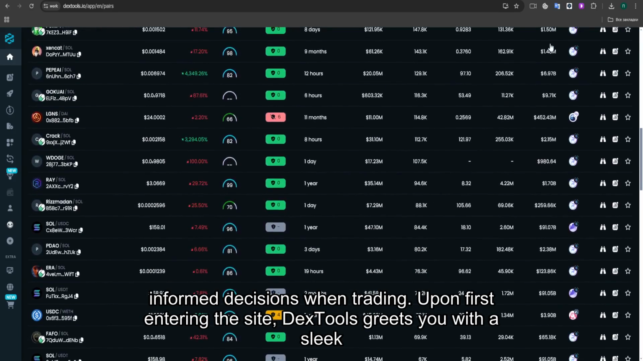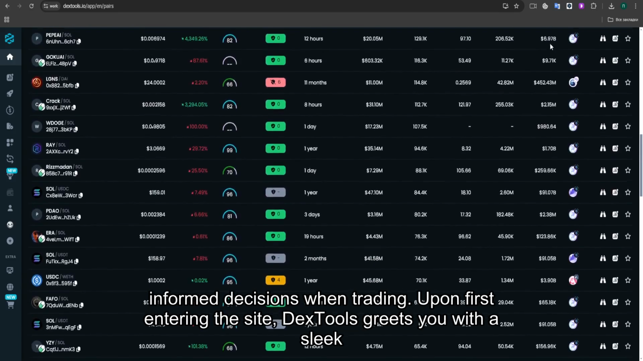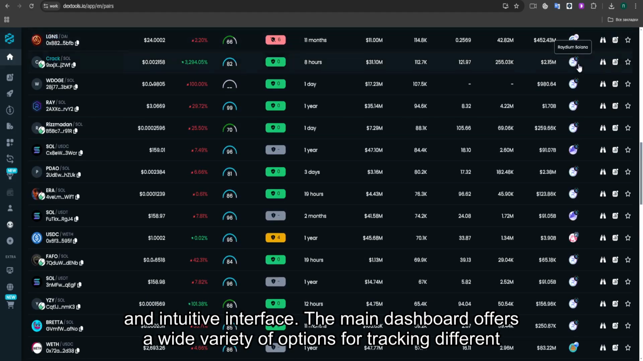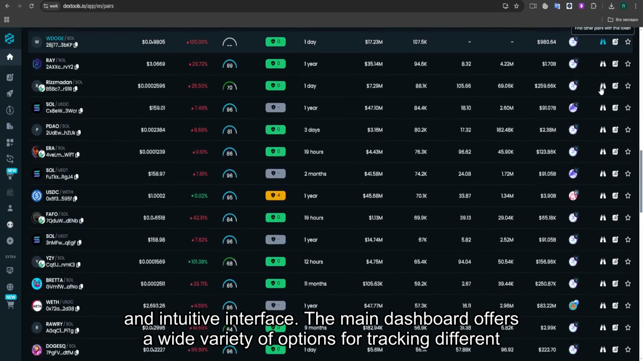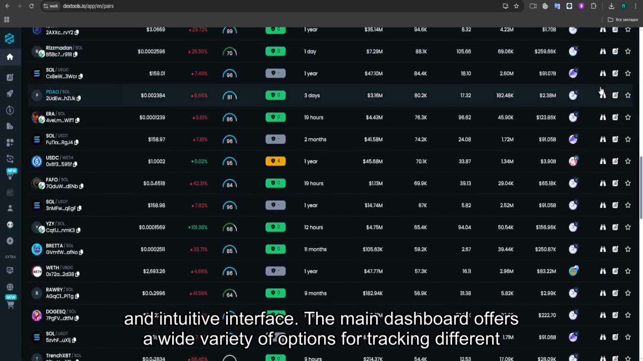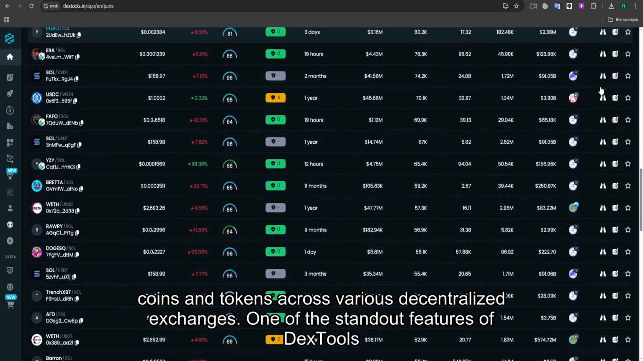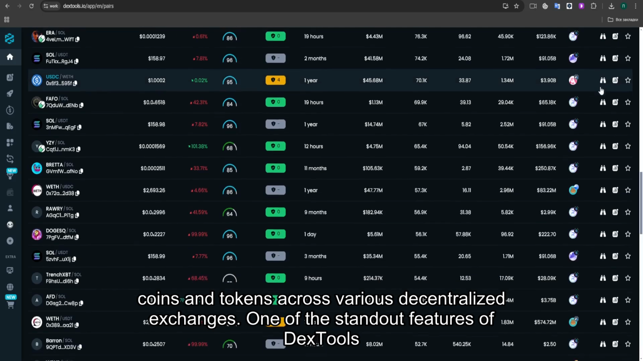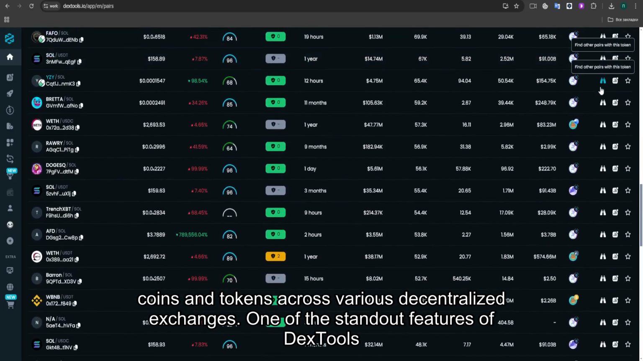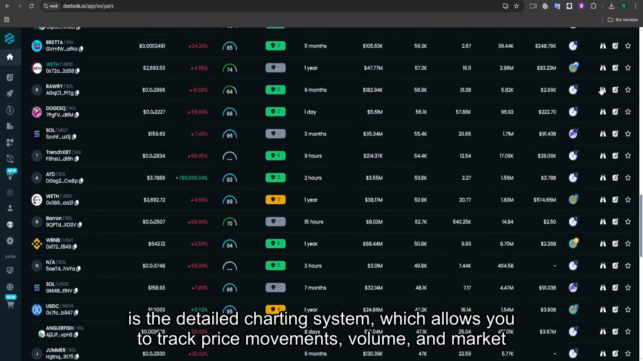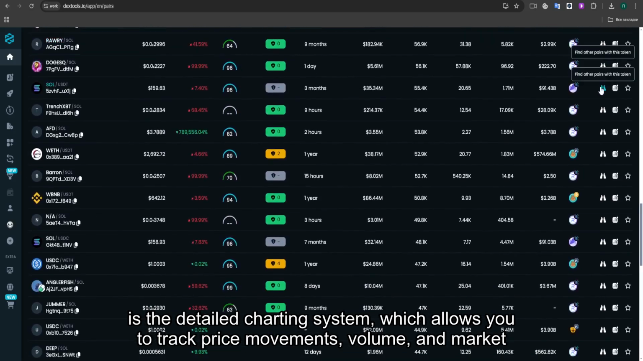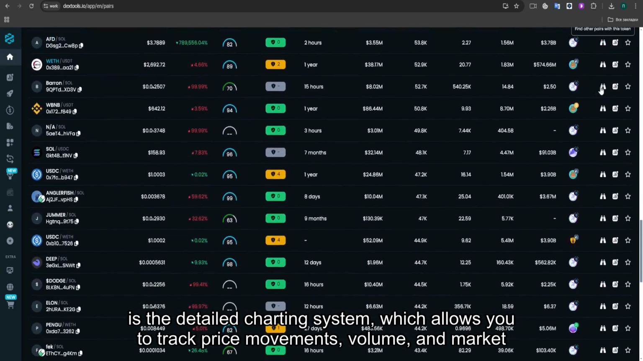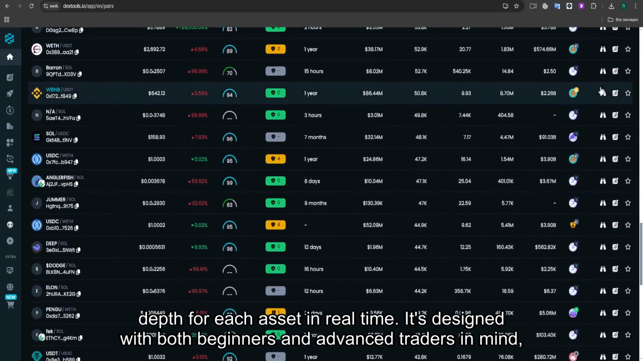Upon first entering the site, DexTools greets you with a sleek and intuitive interface. The main dashboard offers a wide variety of options for tracking different coins and tokens across various decentralized exchanges. One of the standout features of DexTools is the detailed charting system, which allows you to track price movements, volume, and market depth for each asset in real time.